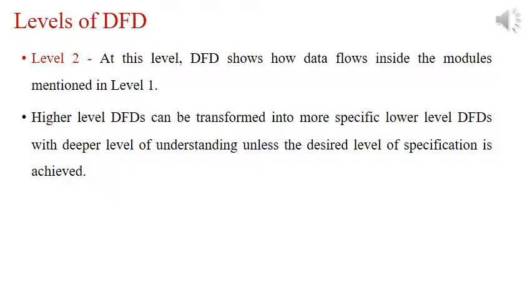Second level DFD. At this level, DFD shows how data flows inside the modules mentioned in level 1. So this is more detailed as compared to level 1 and 0. So higher level DFDs can be transformed into more specific lower level DFDs with a deeper level of understanding until the desired level of specification is achieved. So level 2, level 3, these are the DFDs which are more focused on the data flow inside the modules we are using in level 1 and level 0.